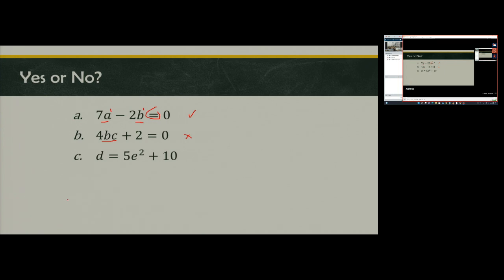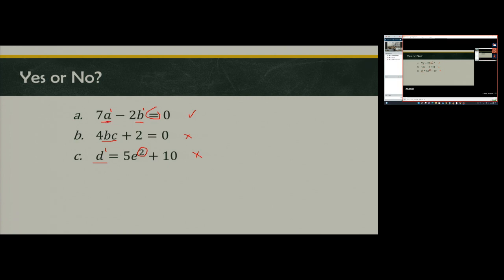Why no? Yeah, the answer is no. Why is it no? Because of this. The power of the variable should only be power 1. But this one is power 2, that's why it's not.